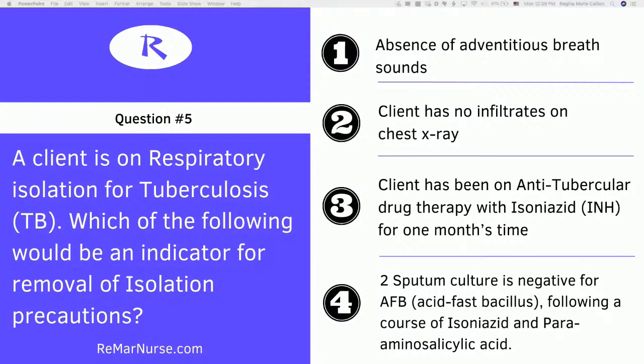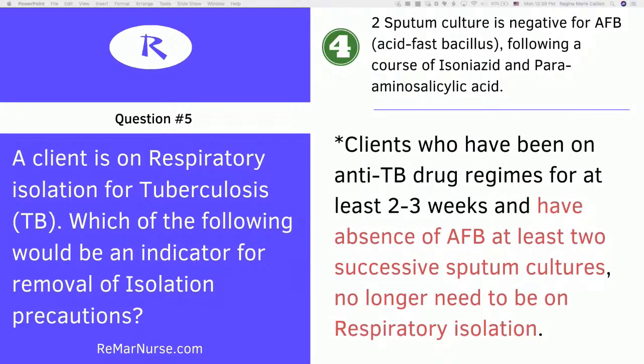What would be the best indicator of taking a client off of isolation? It's going to be the safest and best way. I am moving on here, and the correct answer is going to be number 4. Excellent job. So clients who have been on their anti-tuberculosis medication regimens for at least 2 to 3 weeks are going to be in a better position. And then also if they have an absence of AFB in at least 2 successive sputum cultures, they no longer need to be on respiratory isolation for tuberculosis.